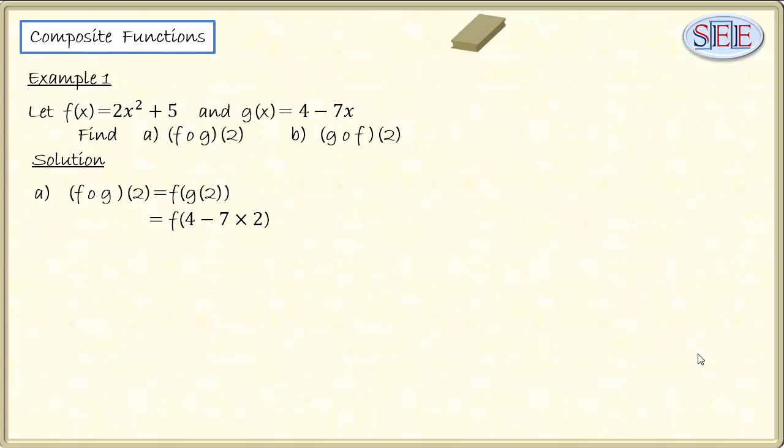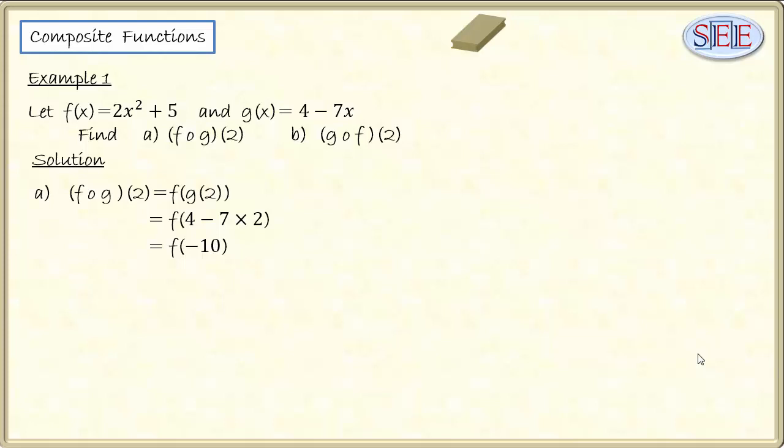So I am going to have f of 4 minus 7 multiplied by 2. I'll multiply 7 by 2 first, so I have minus 7 multiplied by 2, which gives me minus 14. Then I have 4 minus 14 there, and our final answer will be minus 10. So I now have f of minus 10. Next, I am trying to find the image of minus 10 under the function f.